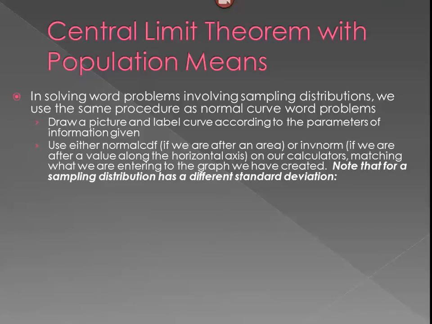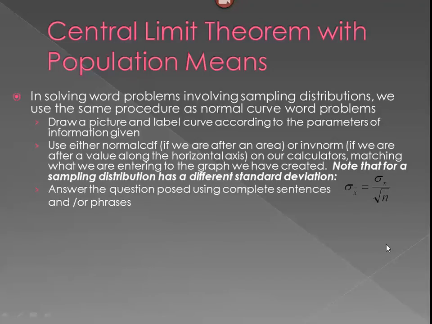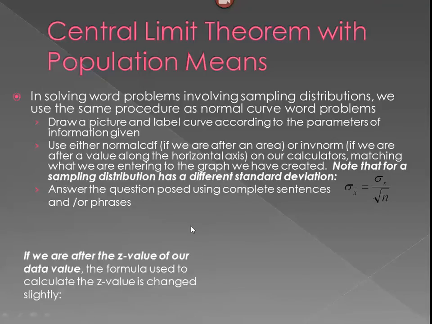We want to note, however, and this is a big note, that for a sampling distribution, meaning we've taken a sample from a population, the distribution of those samples of size n is going to have a very different standard deviation. And that standard deviation is sigma sub x bar, equaling sigma of my original data, x, divided by the square root of n. Then we're going to answer the question posed using complete sentences and or phrases.